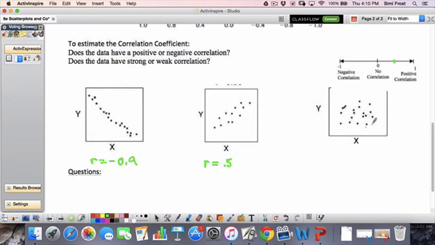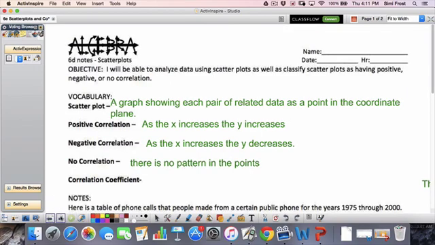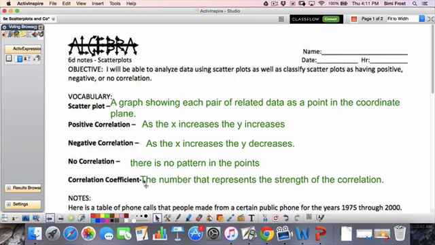All right, this last one here, I don't see any correlation. The dots are kind of everywhere. As the x's increase, the y's could be anywhere. So when it has no correlation, it has a correlation coefficient of 0. So let's flip back to the front and see what we need to add on here. So our correlation coefficient is the number that represents the strength of the correlation.